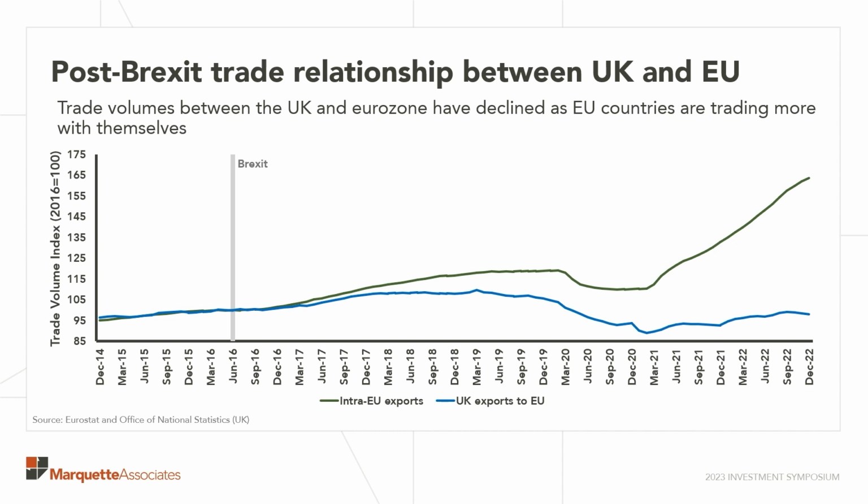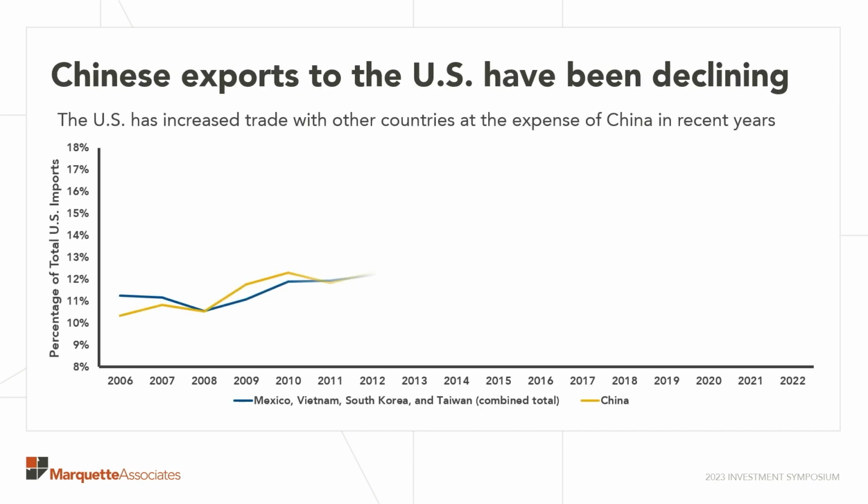Now, these trade dynamics and shifts aren't just happening overseas, they're also happening here in the United States. If we look at the imports from China, they have fallen from 14% to 11% between 2018 and 2022. In comparison, imports from Mexico, Vietnam, South Korea, and Taiwan are up from 14% to 18%. This has actually created some interesting investment opportunities for emerging markets outside of China, especially the last couple of years.